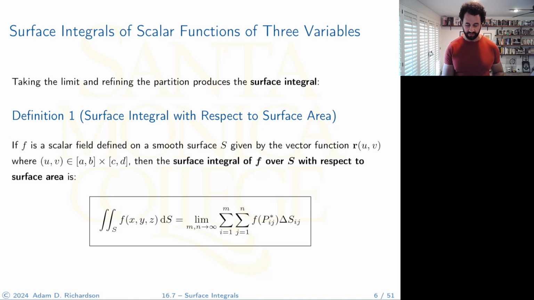So if f is a scalar field defined on a smooth surface S given by the vector function r of u comma v, where (u, v) is in this rectangle, [a, b] cross [c, d], then the surface integral of f over S with respect to surface area is this integral here. There we go. And it is the limit of this Riemann sum.